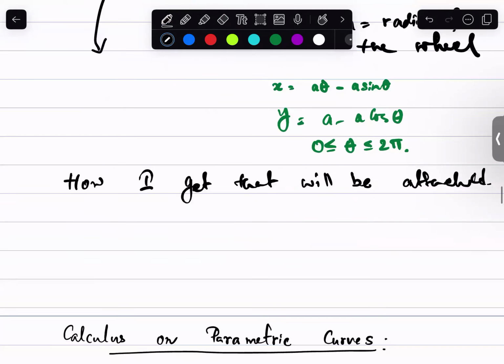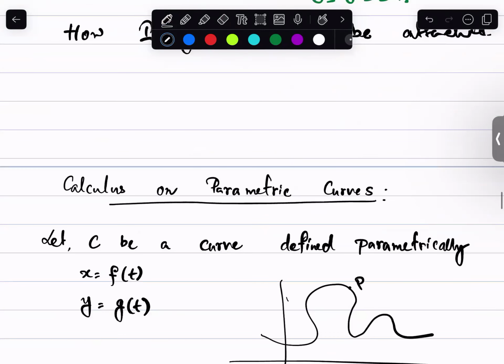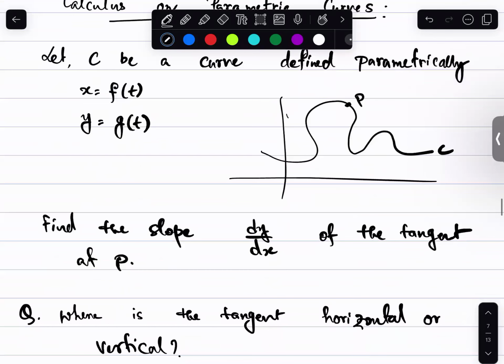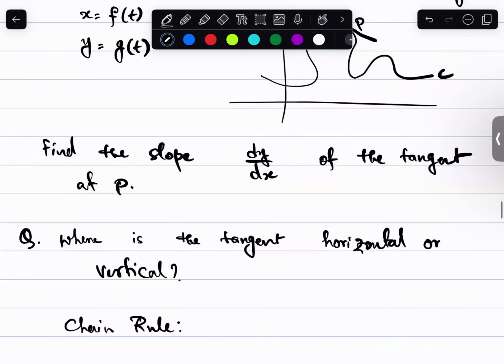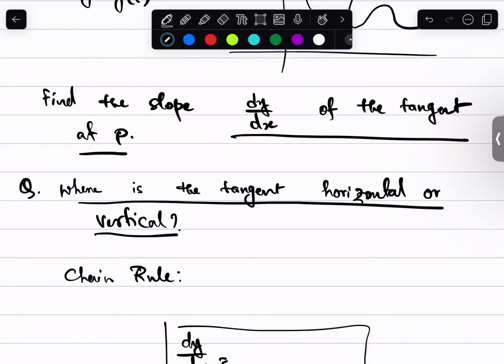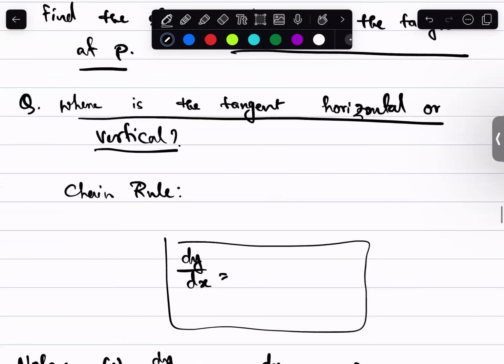Okay, cool. The next thing will be how to do calculus on parametric curves. Say C is a curve defined parametrically. Then can we talk about the slope of the curve? Say P is a point on this curve C. Then what is the tangent at this point, and how do we deal with all those calculus questions? How to find the slope of the tangent at P, and then where the tangent is horizontal or vertical, and all these standard questions will come up.